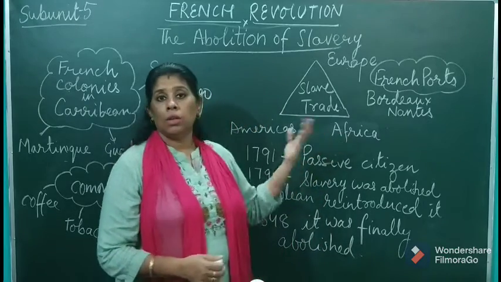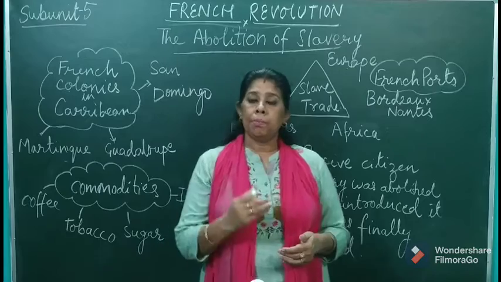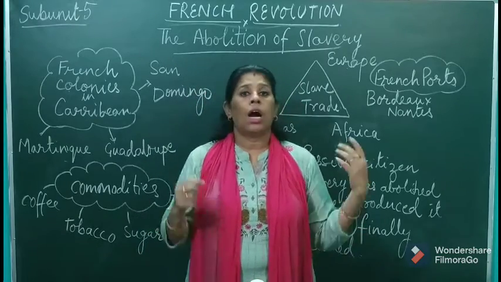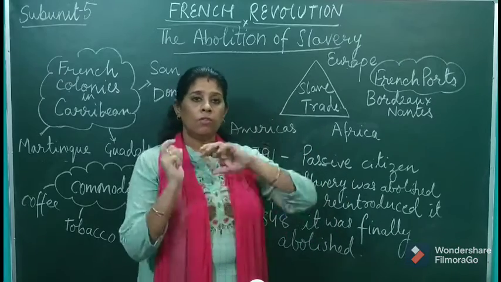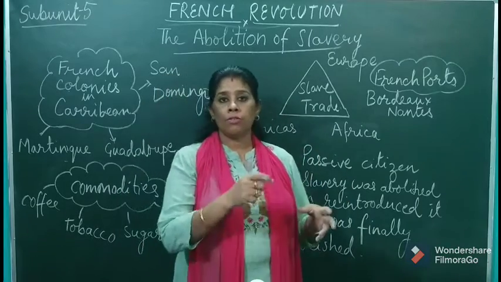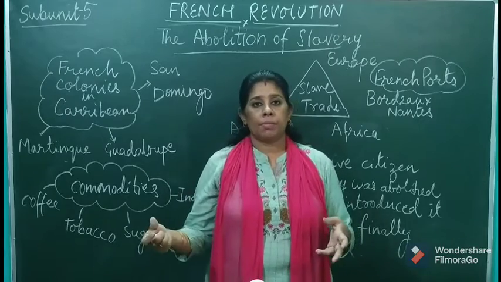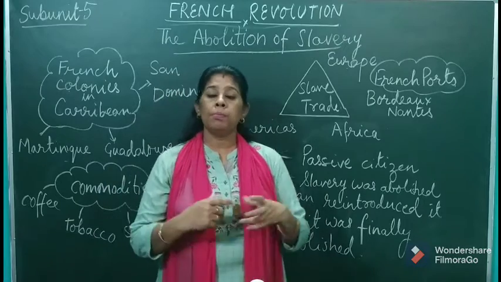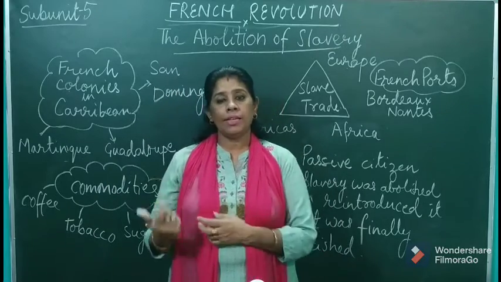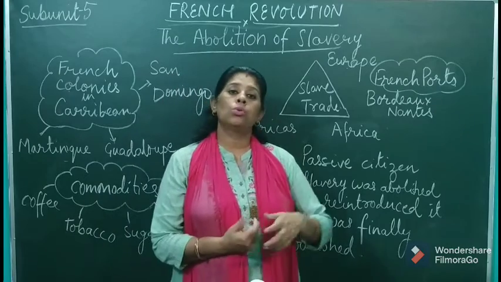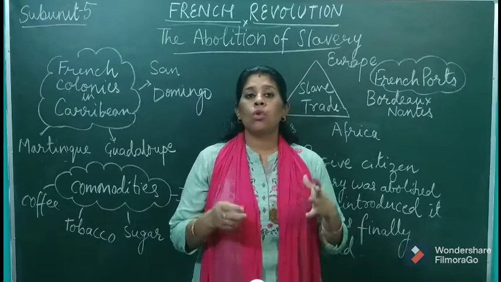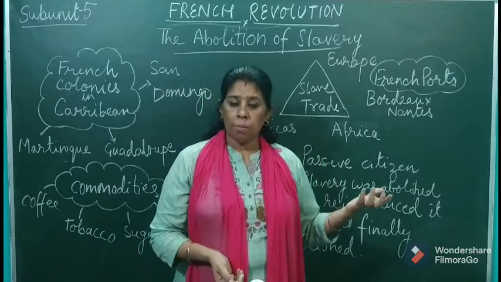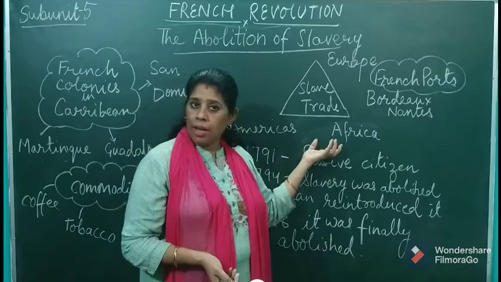Now, how did they do it? They used to purchase people and then brand them like an object, tie them in shackles, fill them up in the ship and sail from the Atlantic to the Caribbean, which took at least 3 months. So people suffered a lot and when they reached there, they sold them to the plantation owners. So this was the slave trade which was conducted in Europe as well as America and Africa.